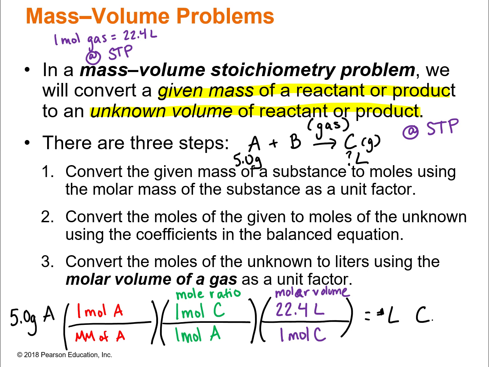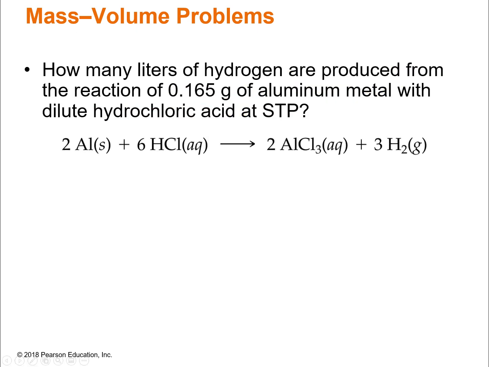That's kind of abstract. I always like to show you an actual problem. So let's do that. How many liters of hydrogen are produced from the reaction of 0.165 grams of aluminum metal with dilute hydrochloric acid at STP?